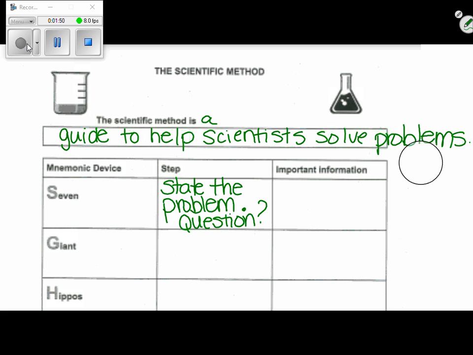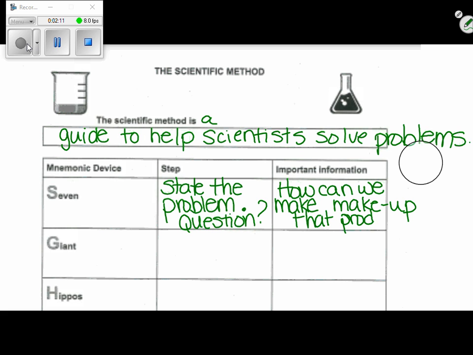So your question was, how can we make makeup protect the soldiers from heat that protects the soldiers? That was the important information. That protects the soldiers. See, I can't chew gum and walk at the same time.